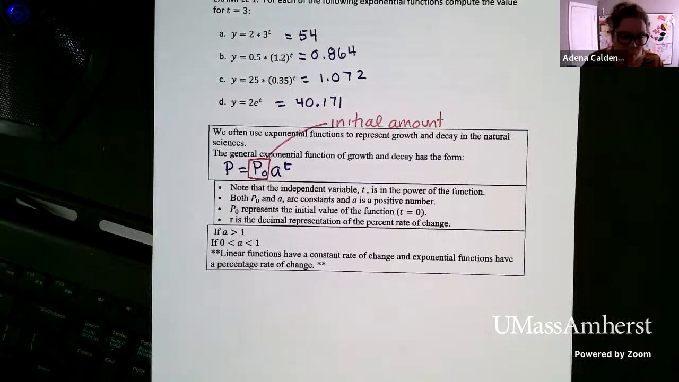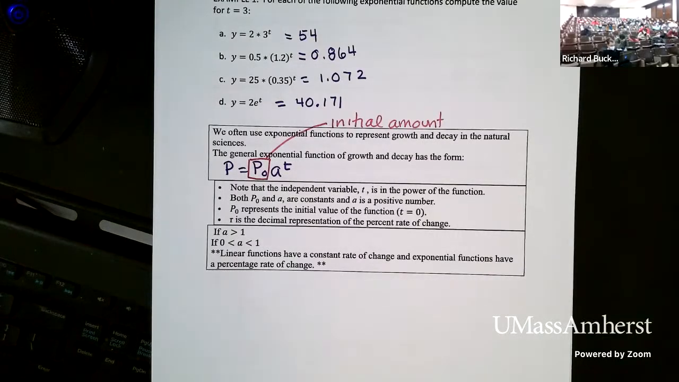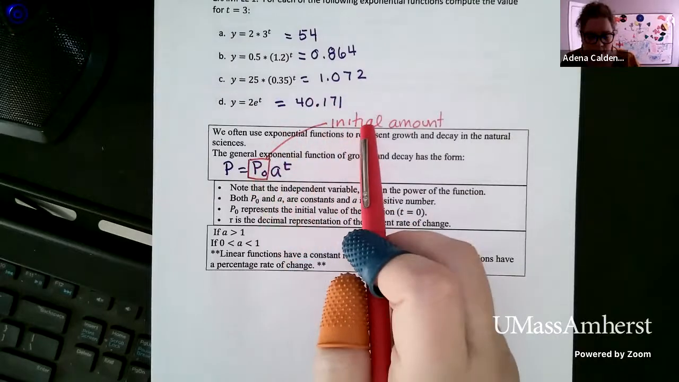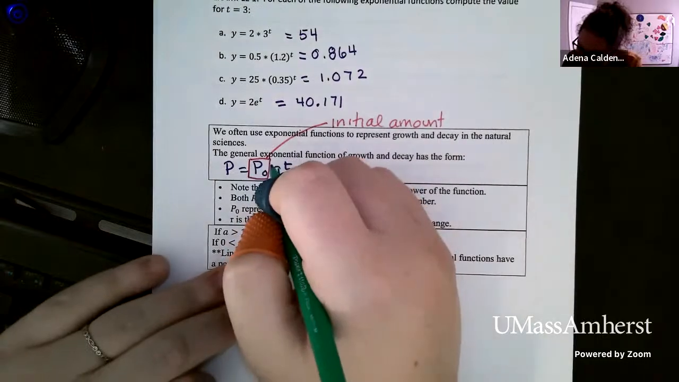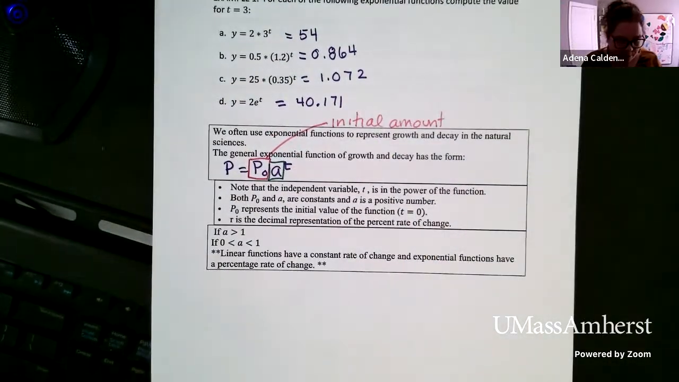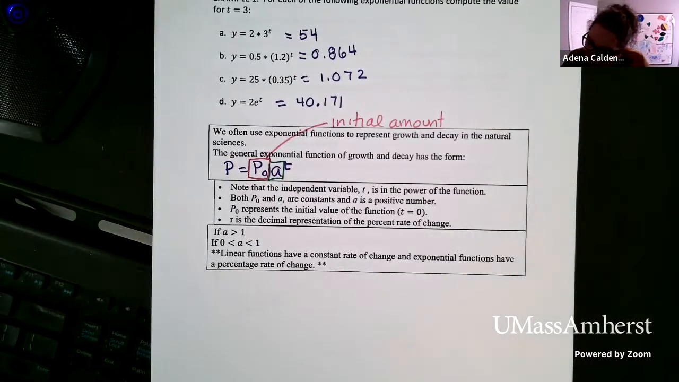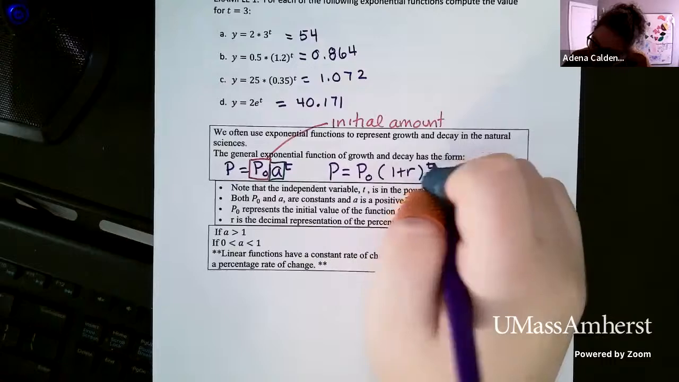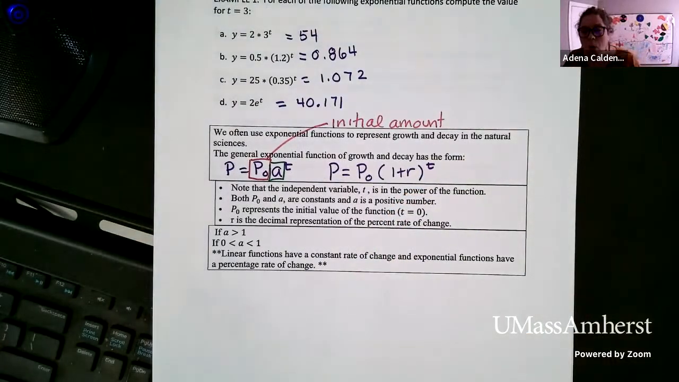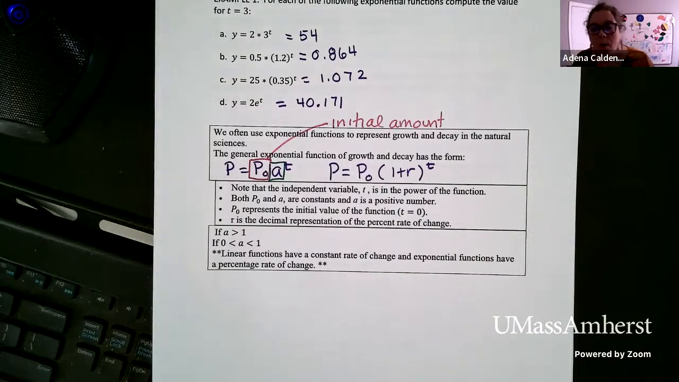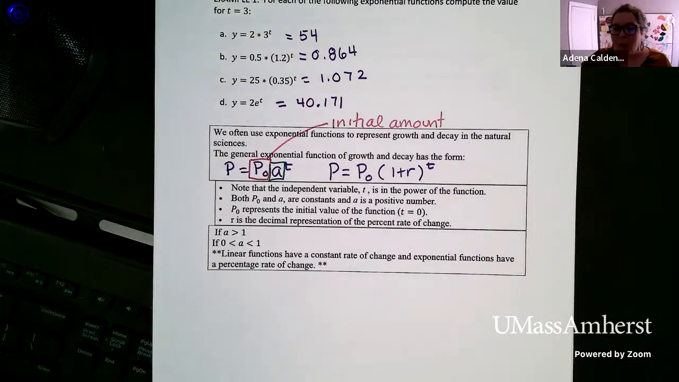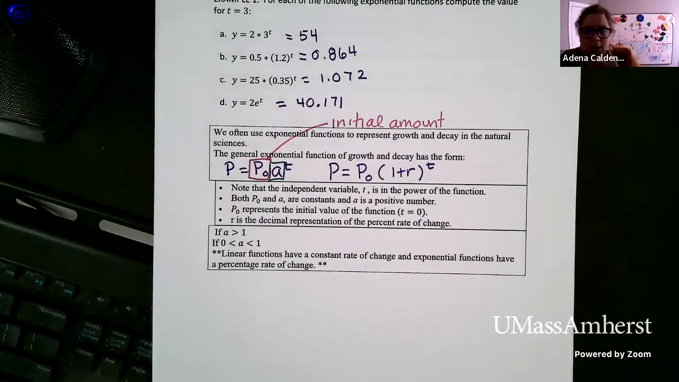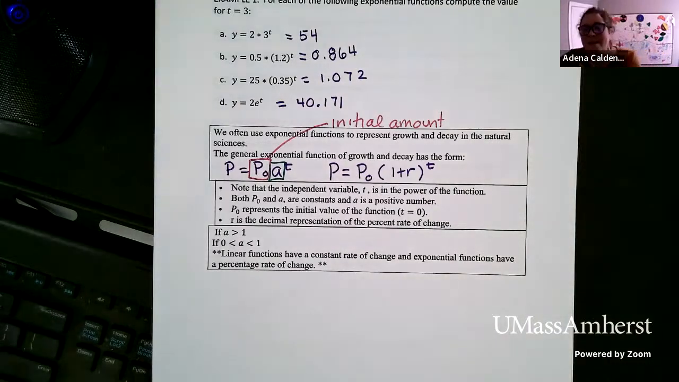When we talk about what these pieces mean, the base A is where we do a lot of our work. T is where we're plugging in numbers. P naught is the initial amount, but this A, which is the base, has a lot of really interesting information for us. One of the ways we can rewrite this to think about A is that A is actually 1 plus R. That's happening in the background. So what's R? R is our rate of change. If we are growing, then R is positive. If we're growing by 10%, then R is 0.1. If we are decaying, then R is negative.